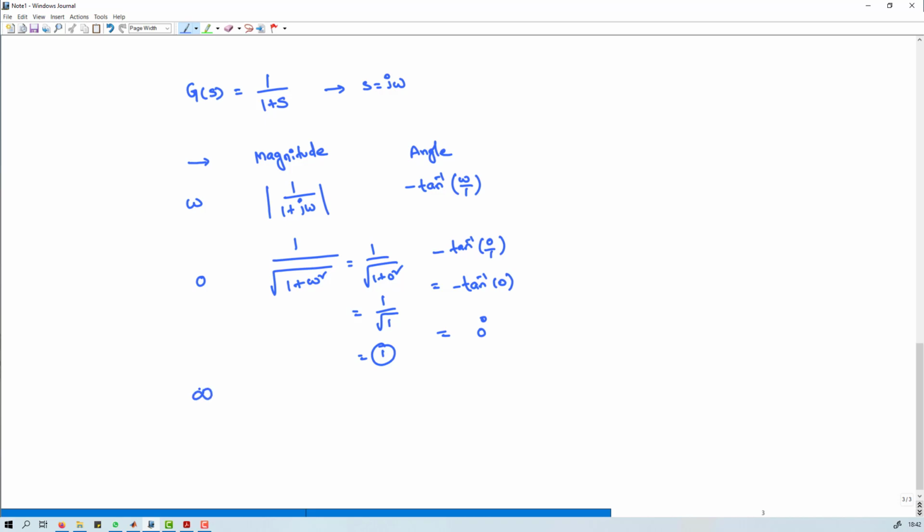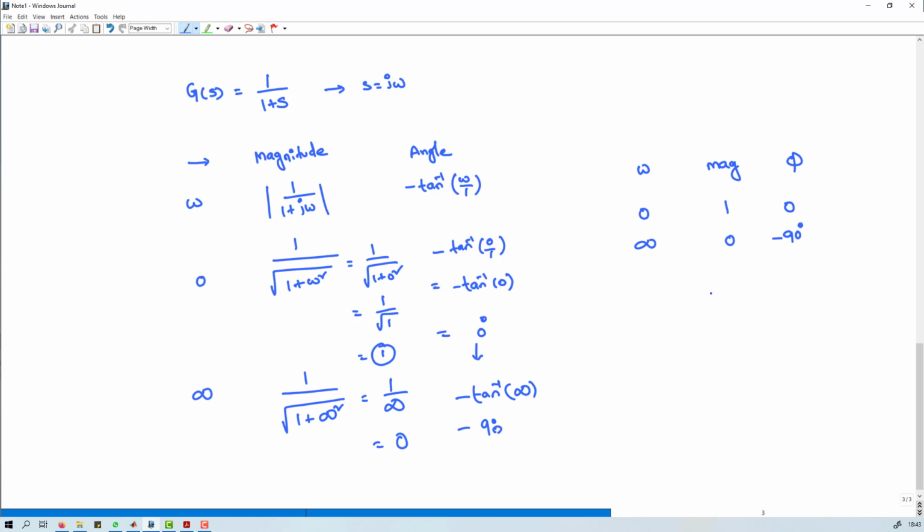At infinity, we have 1 by the square root of 1 plus infinity square. Whenever we draw with infinity, 1 by infinity plus anything is infinity, so 1 by infinity becomes equal to 0. That means the magnitude at infinity is equal to 0. In the same way, minus tan inverse of infinity: tan inverse of infinity is 90 degrees, so the angle is minus 90 degrees. So now we have the frequency omega, magnitude and phase. At omega equal to 0, magnitude is 1 and phase is 0. At omega equal to infinity, magnitude is 0 and phase is minus 90.